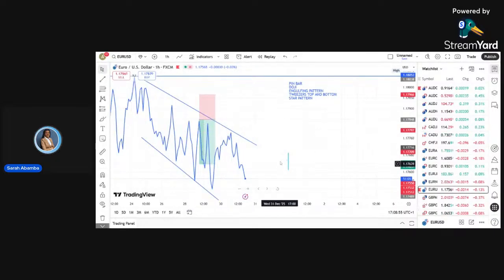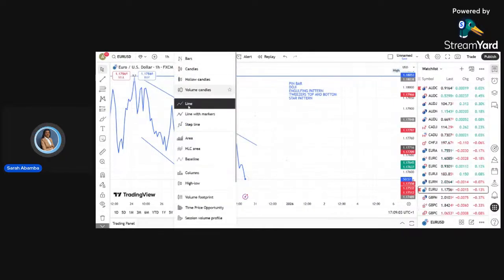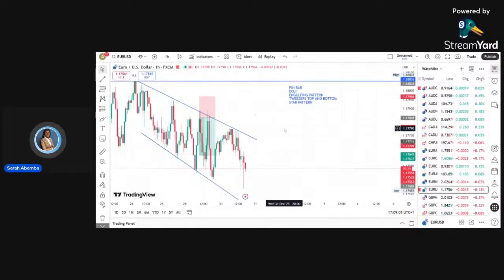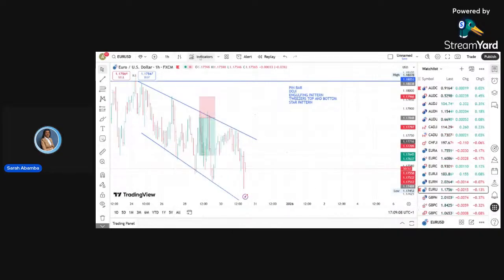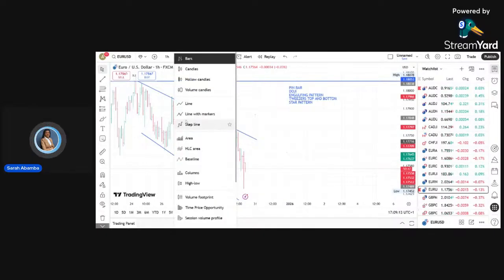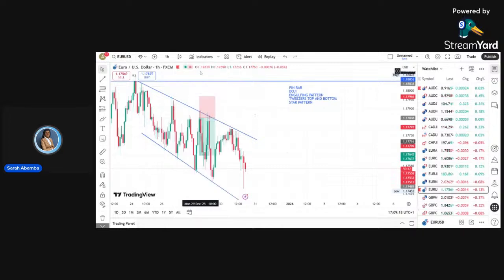So this is what the line chart looks like. Let me change it to bar chart. So this is what the bar chart looks like. But what gives traders more information in the market is the candle. The candlestick will give us more information than the line chart or the bar chart. So that's why you see most of the time traders work with the candlestick.